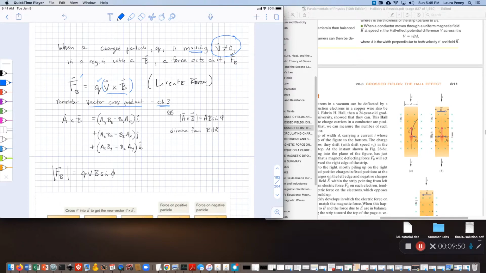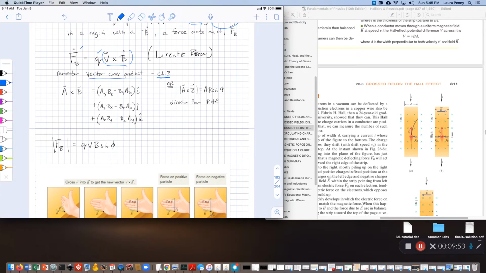There were two ways we could do it. One was straight up using i hat, j hat, k hat, where we have x, y, and z components for both of our vectors. In this case, our vectors are v and B, not A and B. Or we could use the relationship where the magnitude of this vector product is the magnitude of the first vector, times the magnitude of the second vector, times the sine of the angle between them. Then we'd get the direction of that force from the right-hand rule.